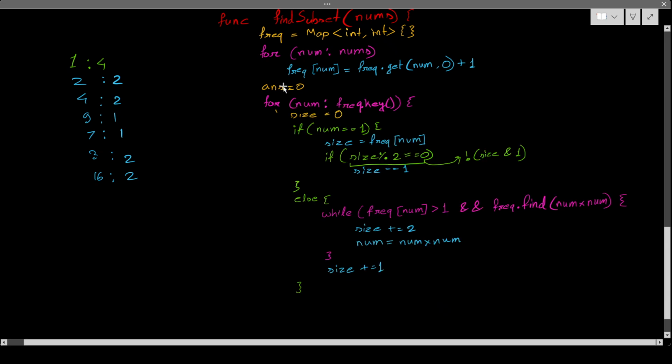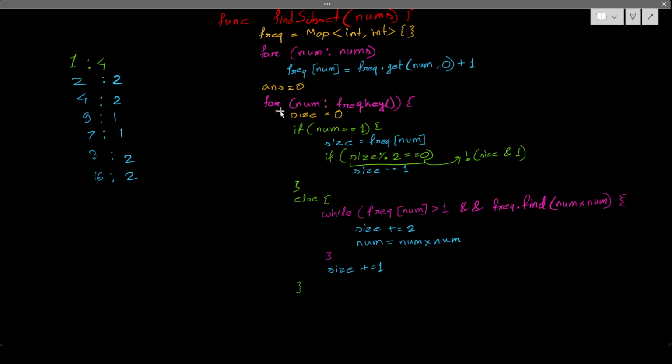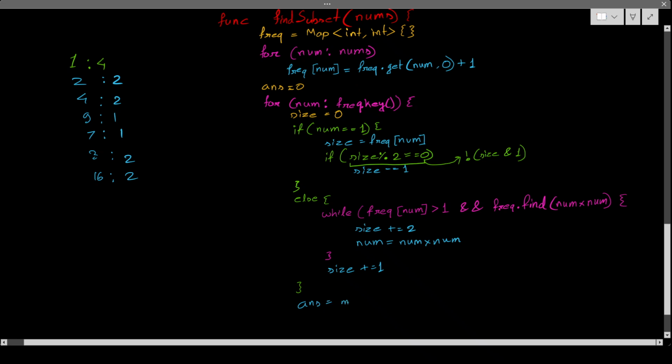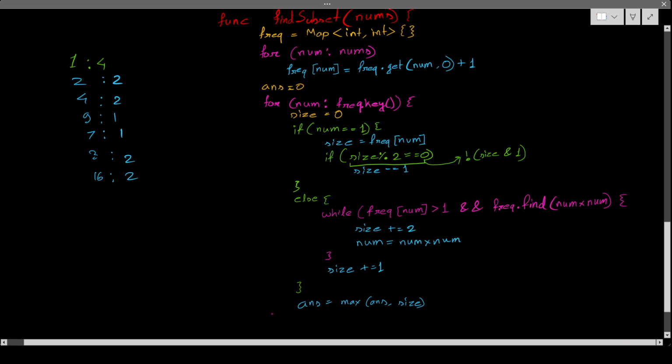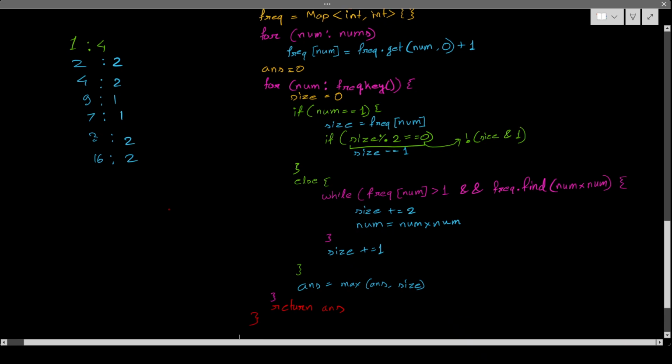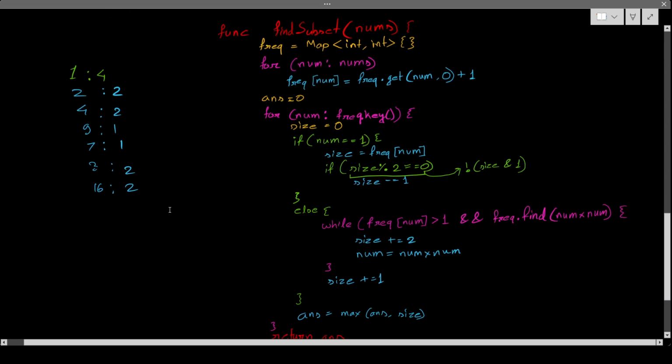So at the end, whenever each outer for loop iteration is finished, I will simply update the answer: answer equals maximum of current answer or current size. That's all. At the end, I will return the answer. So here the loops end, and I will simply return my current answer, and my function ends. So this is my function.